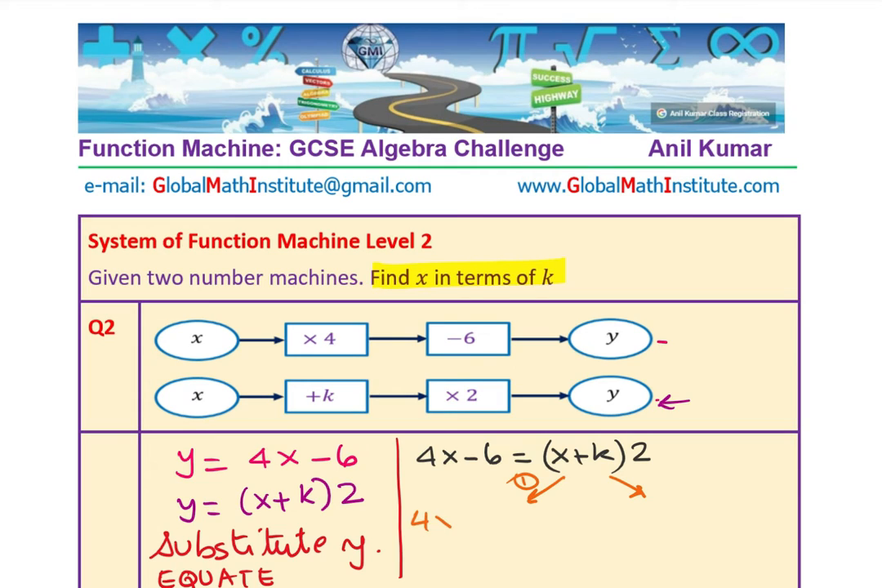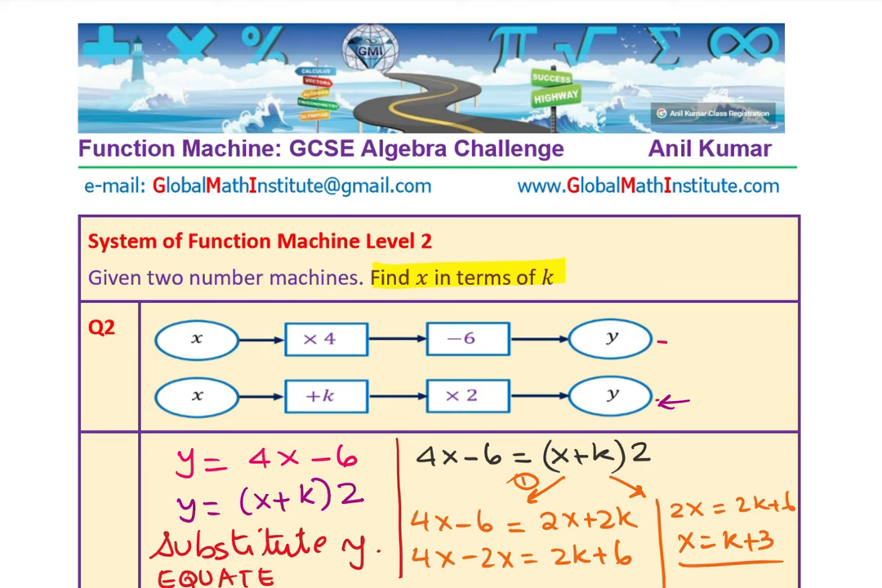So we have 4x minus 6 equals to 2x plus 2k. Bringing x together, 4x minus 2x equals to 2k plus 6. And from here, you can provide the solution. 4x minus 2x is 2x, right? And here we get 2k plus 6 and x is equal to, divide by 2, you get k plus 3. So you get x equals to k plus 3 as one of your solutions, right?